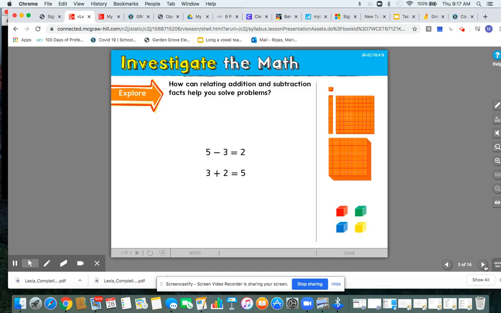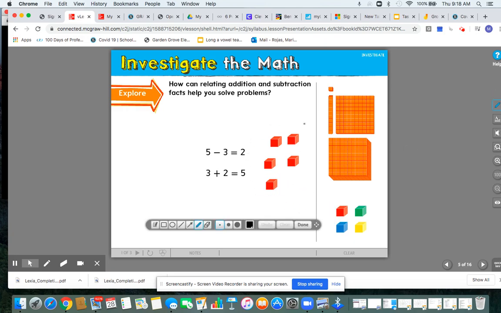How can relating addition and subtraction facts help you solve a problem? So I want you to think, why is it that addition and subtraction go hand in hand? Maybe you have realized that there is a pattern. When you subtract, you can use addition to solve your problem. So let's look at a subtraction problem. It says 5 cubes. I'm going to put 5 cubes. 1, 2, 3, 4, 5. So for example, I have 5 cubes and it says subtract 3.